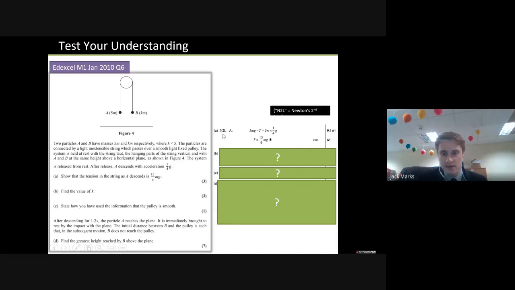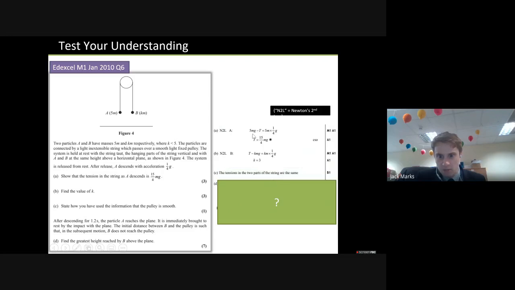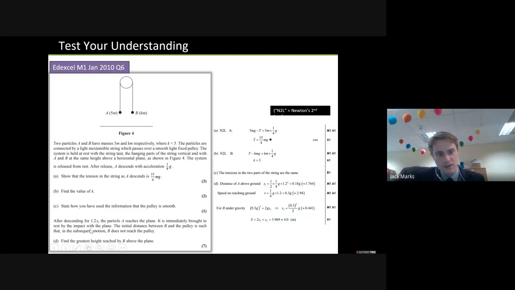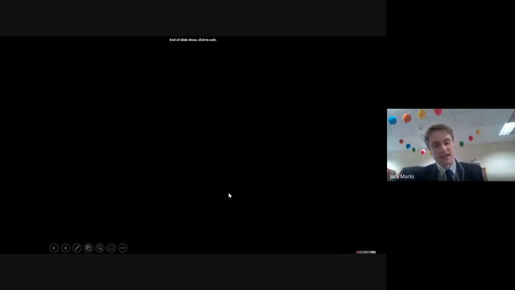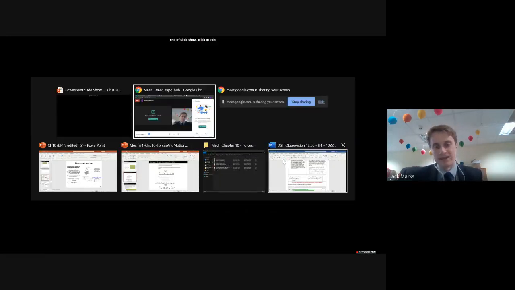Okay, so Newton's second law, that's what N2L means. This is the equation of motion for A. This is the equation of motion for B. Find the value of K. So you should be able to use those together. The pulley is smooth. So the fact that the pulley is smooth means there's no friction. And if there's no friction, that means the tension in both strings is the same. And then you've got, look, 1.2, you've got a time value. So you've got to solve that equation here at the bottom. So that's a topic there that you're going to have to spend a fair bit of time working on. But hopefully that helps a little bit.